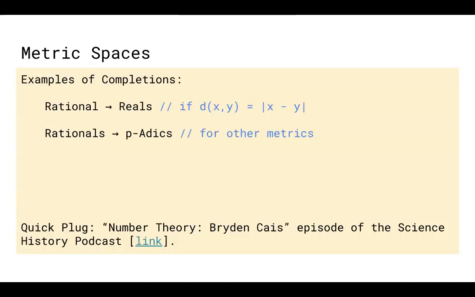Okay, so some examples of completions. One would be that a completion of the rationals would be the real numbers when you use Euclidean distance. Euclidean distance is not the only distance you can use. It turns out that every completion of the rational numbers is either the real numbers or a p-adic number space.